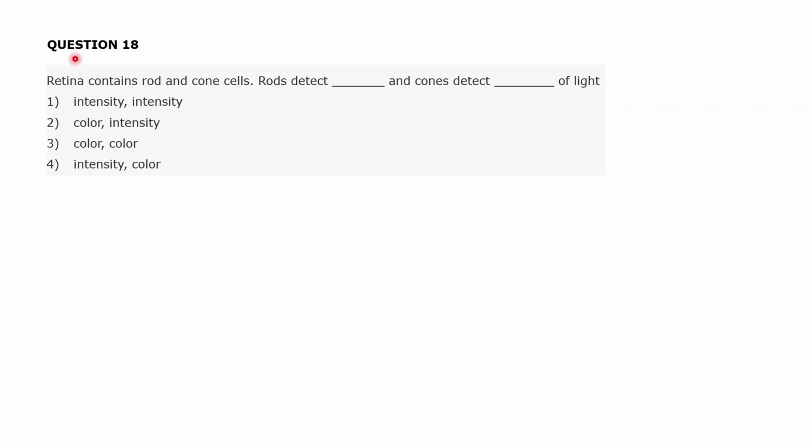Coming on to question number 18. Retina contains rods and cone cells. Rods dictate what and cones dictate what part of the light? First one is intensity, second one is color intensity, third one is color, and the last one is intensity color. So I am getting an option intensity and color. Anyone has any other option? Or anyone is okay with that option?